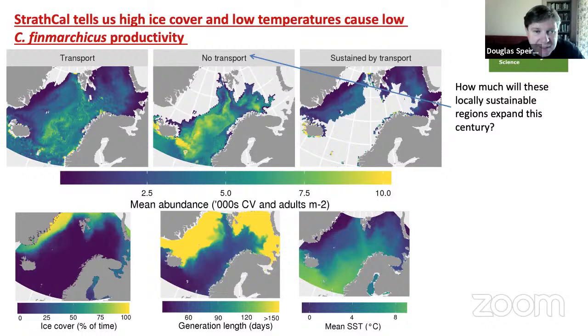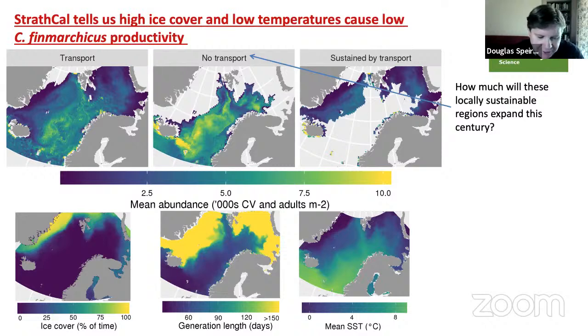Calanus marshallae is there, but it wouldn't be there if it just relied on a closed life cycle within those regions. And we can see what's causing that from the bottom panel. So ice cover in the bottom left panel: this is the percentage of time that the areas are covered by ice along the Greenland edge, there's a lot of ice around Svalbard, etc.